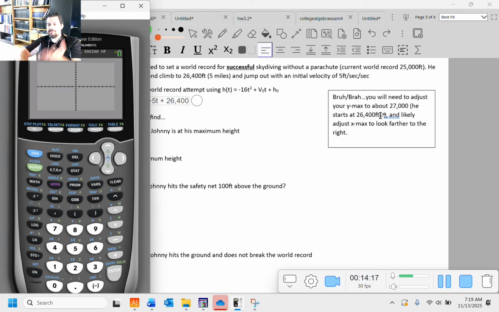It's useless because there's a text box over here where Milbrath gave you a hint. It says you will need to adjust your Y max to about 27,000 because he starts at 26,400 feet. So let's do the first thing I said. The first thing I said was adjust the Y max. And I even gave you the number, 27,000. A graph.